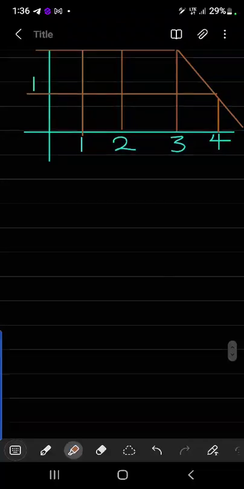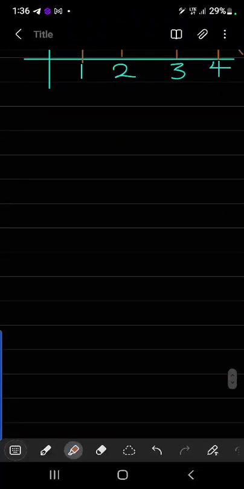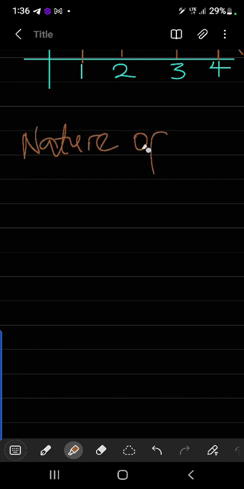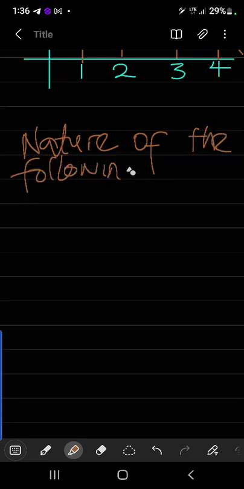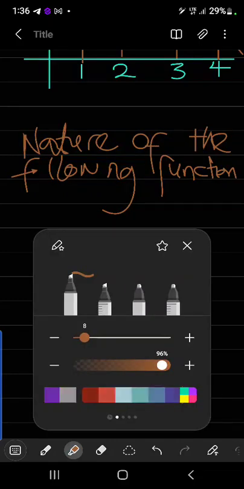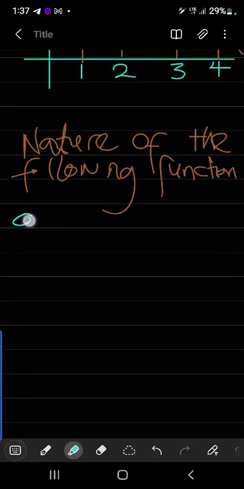Now let me just ask you certain questions. You drop your answer in the comment section. Now tell me which kind of function are the following. Tell me what type of function. Is it linear, is it an increasing function, is it a decreasing function? Tell me the nature of the following functions. Let me use a pen.